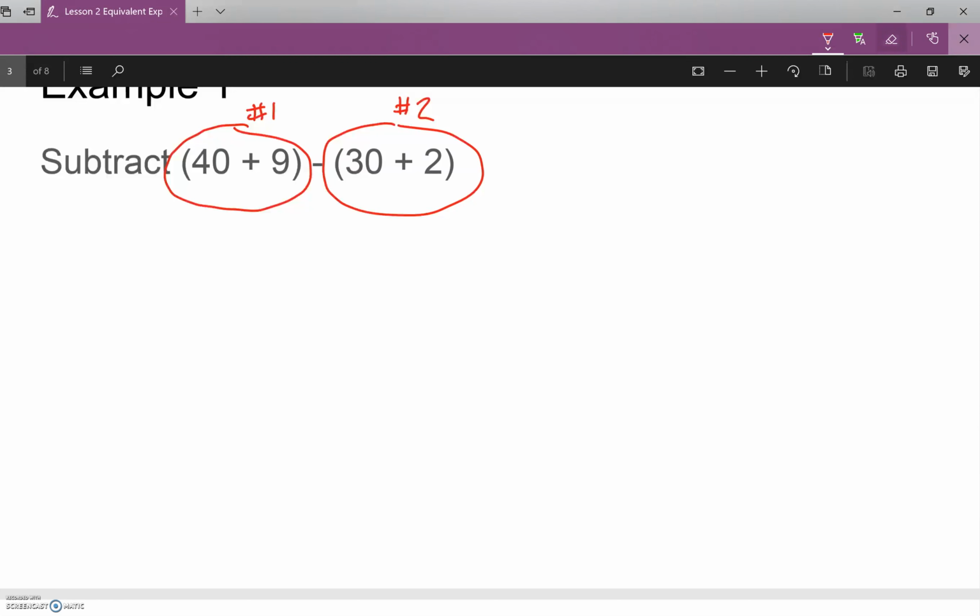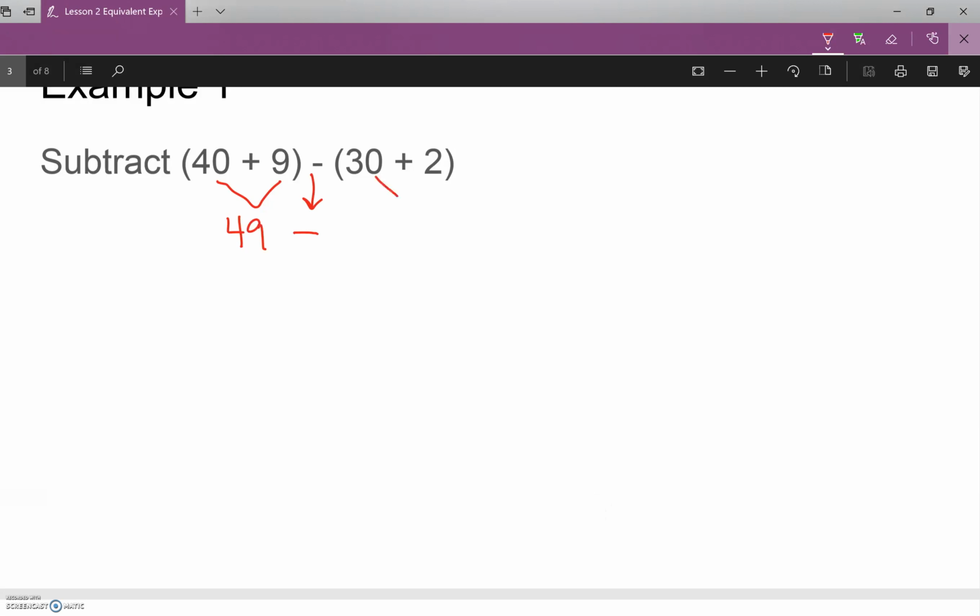Since they're all integers, there's no variables, we can solve this using PEMDAS. So we can do 40 plus 9 is 49. We're simplifying that first expression. Bring down the minus sign. 30 plus 2 is 32. Now we still have two expressions, but they're simplified down to one term. Before, each expression had two terms, two pieces. Now both expressions just have one piece. We do 49 minus 32 and we'll get an answer of 17. So pretty simple if everything is integers. You just follow PEMDAS.